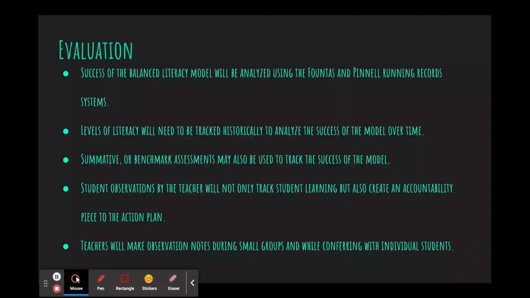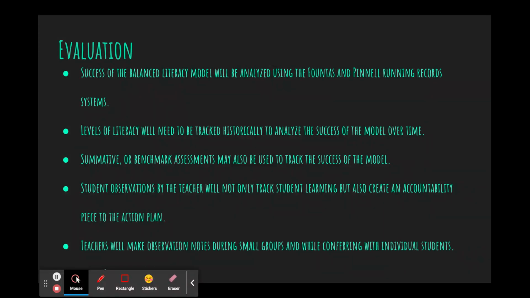And then finally, there's an evaluation of the whole action plan in general. The success of the balanced literacy model will be analyzed using Fountas and Pinnell running record systems. This will allow teachers to track student growth based on what's happening in the balanced literacy classroom. Levels of literacy will need to be tracked historically to analyze the success of the model over time. Of course, after one year, you may not yet see the amount of growth that you want, but over time, hopefully, with consistency and teachers bettering their practice, student success will only continue to increase.